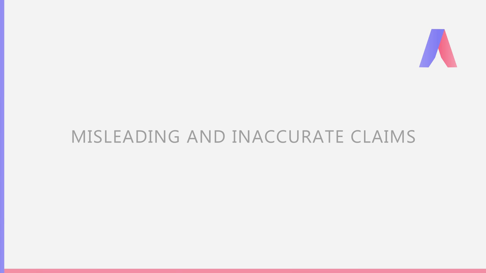Misleading and inaccurate claims. One of the very first areas you need to understand about compliant copywriting is the governing policy that tells you all the do's and don'ts about what you can do and what you can't do with your copywriting. The misleading and inaccurate claims policy, and by the way, this policy name changes all the time, but the concepts remain the same.